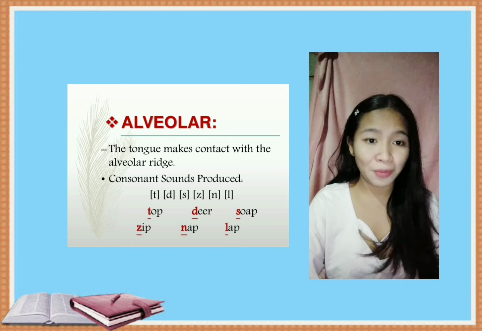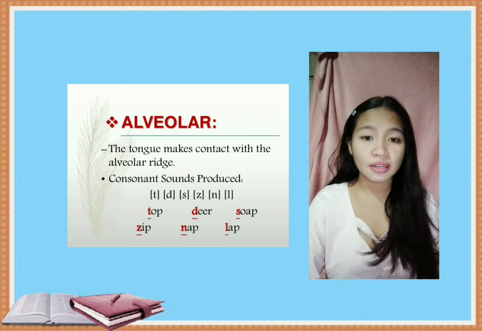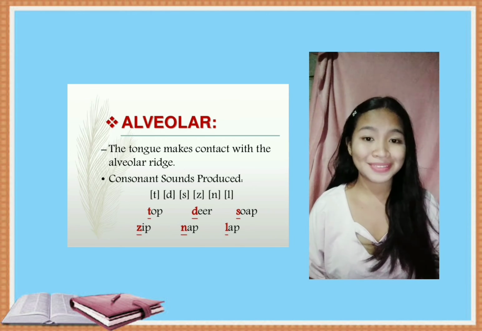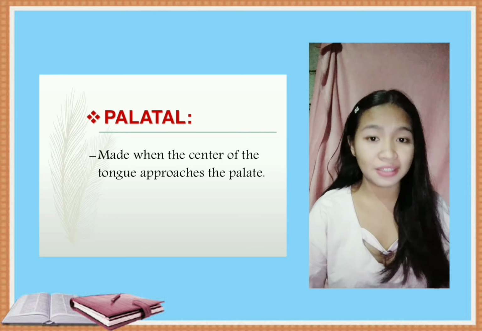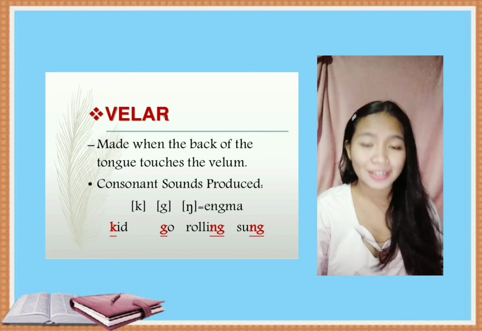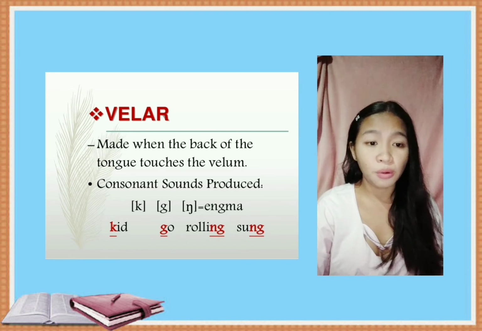The tongue makes contact with the alveolar ridge. Consonant sounds are produced, for example, t, d, s, z. Top, deer, soap, zip, nap, lap. The next one is palatal, made when the center of the tongue approaches the palate. For example, sh, zh. The next one is velar, made when the back of the tongue touches the velum. Consonant sounds are produced k, g. For example, kid, go, rolling, sung.